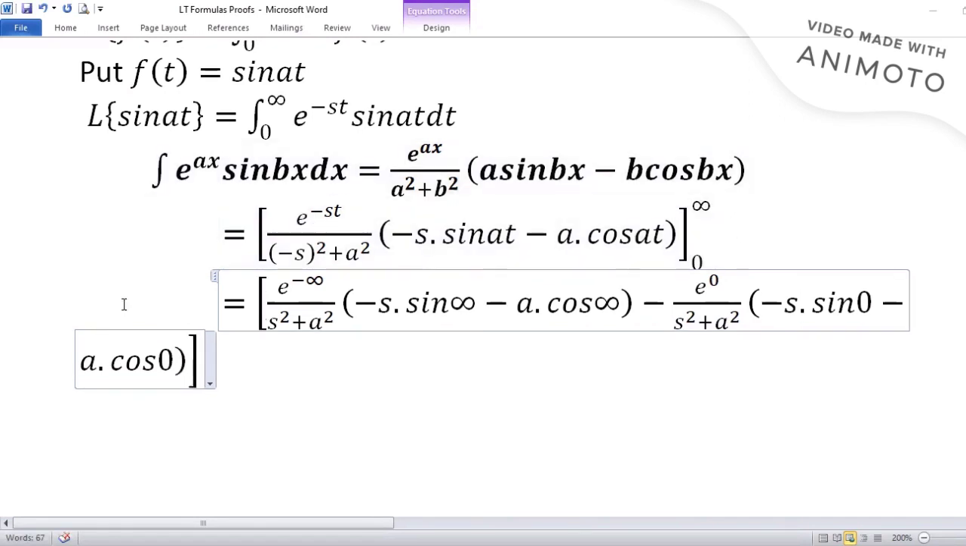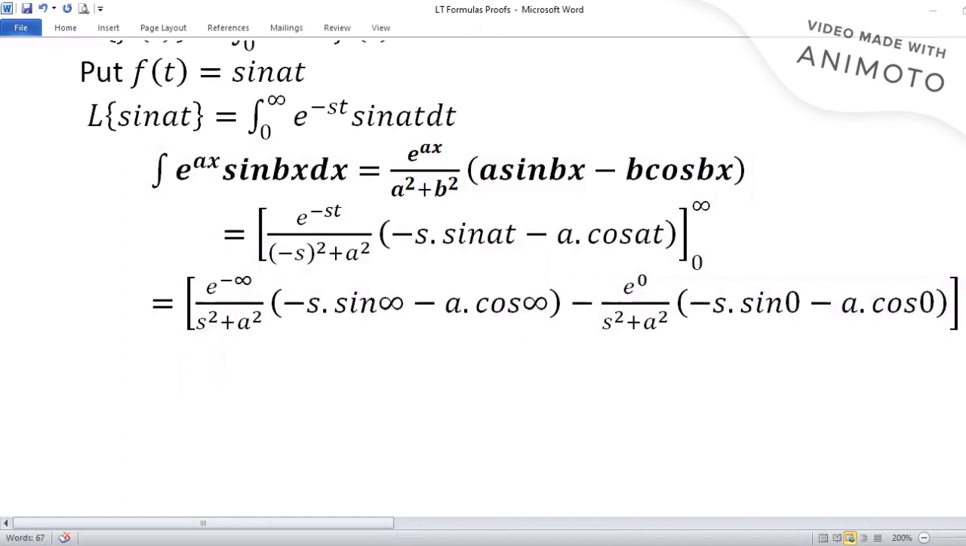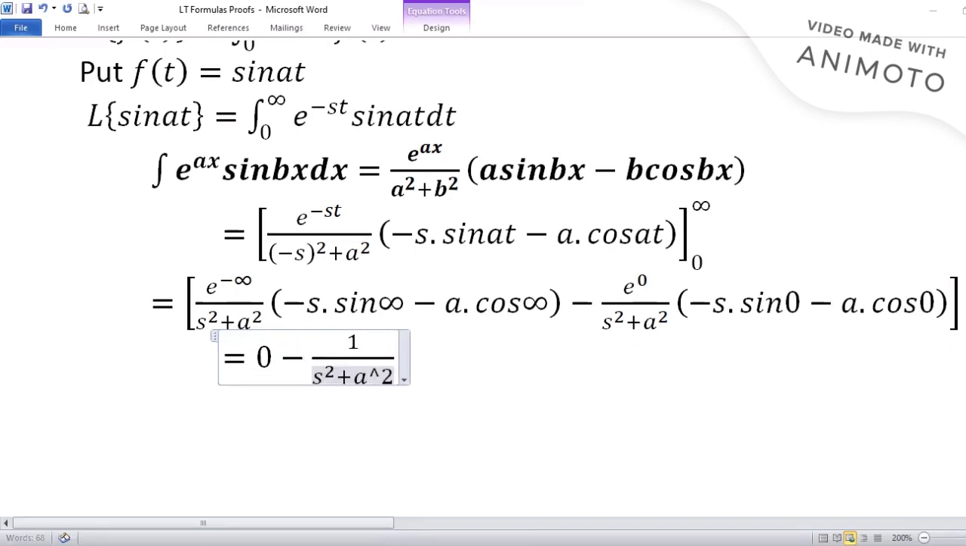Okay, so we'll have this as e raised to minus infinity upon s square plus a square and e raised to 0 upon s square plus a square. But e raised to minus infinity, the entire term is 0, minus e raised to 0 is 1, and the denominator is s square plus a square. The entire e raised to minus infinity part with s sine infinity and a cos infinity becomes 0. What we get is e raised to 0 is 1, which is 1 upon s square plus a square, minus s into a sine 0 is 0, minus a into a cos 0 is 1. Cos 0 has the value 1.